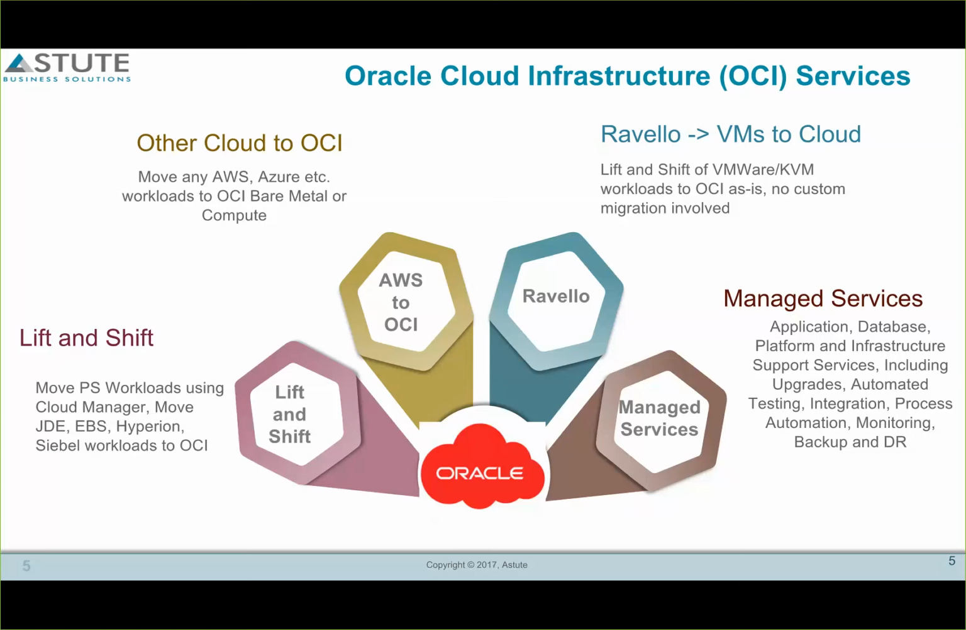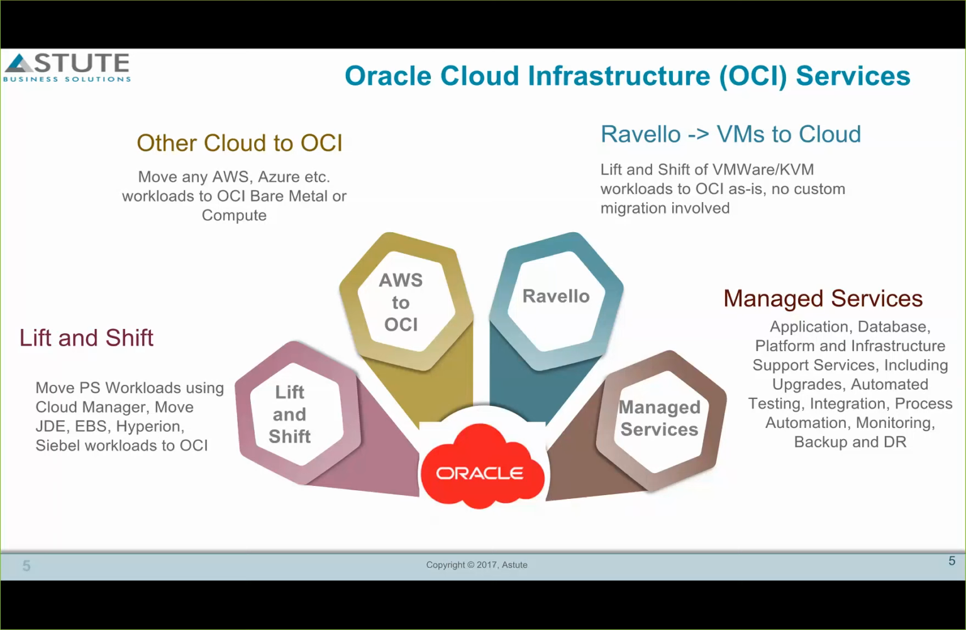So the second service that we offer, that we have also successfully executed for some of our clients, is helping customers who are on some other cloud today migrate their workloads to Oracle Cloud Infrastructure. We ourselves moved our workloads from Amazon to OCI, but if you're running on Azure or any other third-party cloud, we can help you move those workloads to Oracle Cloud Infrastructure using either bare metal services, cloud services, or compute cloud services.